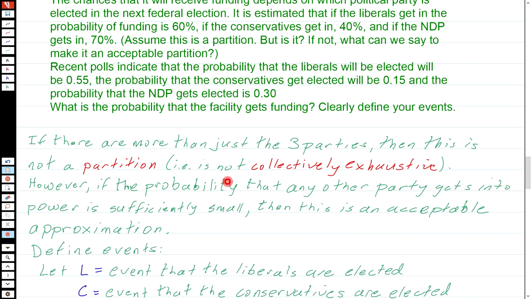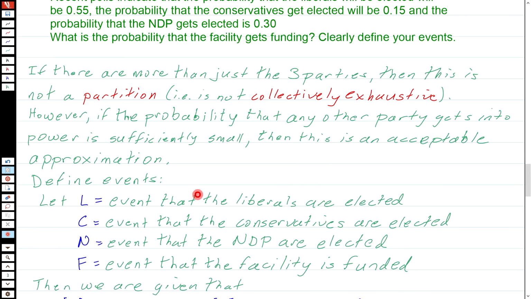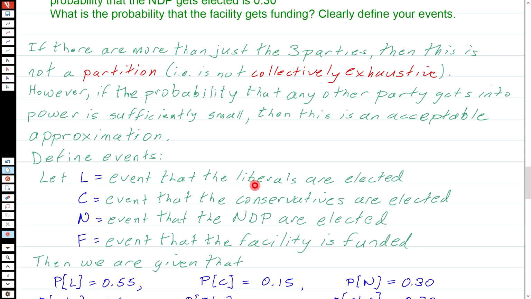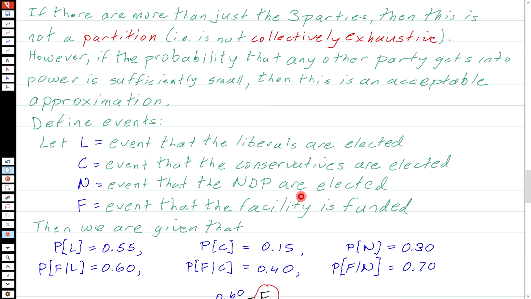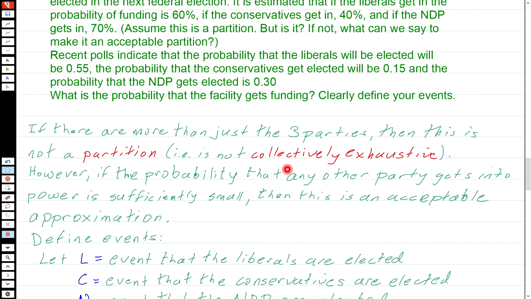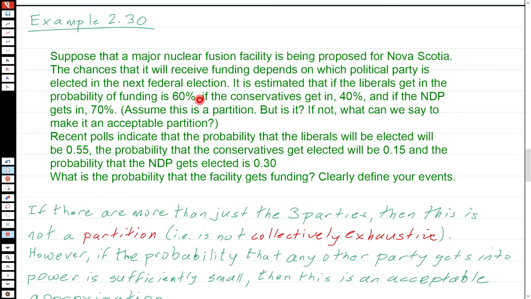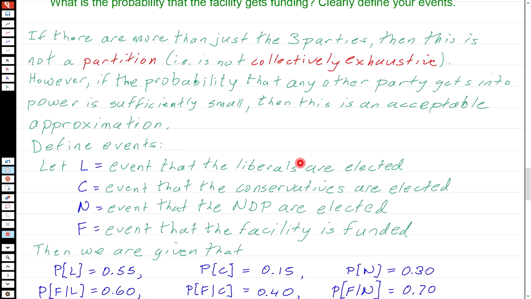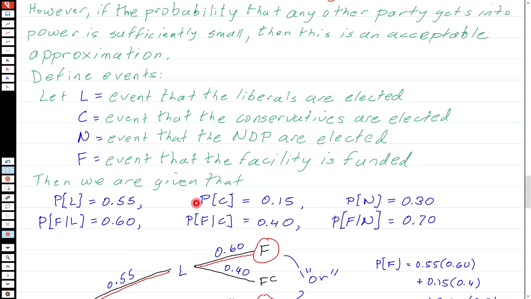Okay, so I mentioned this business about the partition. Let's define some events. Let L be the event that the Liberals are elected, C the event that the Conservatives are elected, N the event that the NDP are elected, and F the event that the facility is funded. From that, I can write out the given information. So I'm told the probability that the Conservatives get in is 55, no, sorry, the Liberals get in is 60. Oh no, those are the conditionals. The probability the Liberals are elected is 55%, Conservatives elected is 15%, and the NDP elected is 30%. So I can write that down: 55% for Liberals, 15% for Conservatives, and 30% for the NDP.